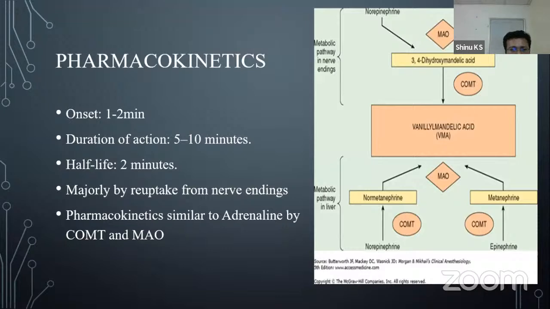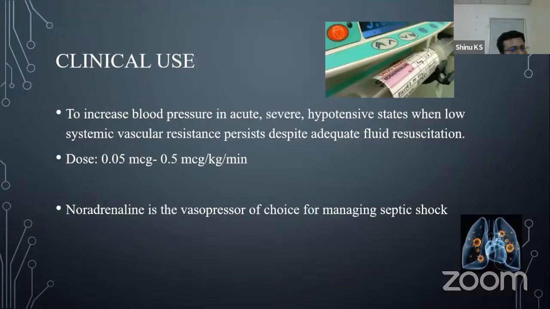The majority of drug elimination is by active reuptake from the nerve endings, and the pharmacokinetics is similar to adrenaline, which is metabolized by COMT and MAO. Clinical use: it increases the blood pressure in acute severe hypotensive states, and the dose is 0.05 microgram to 0.5 microgram per kg per minute.